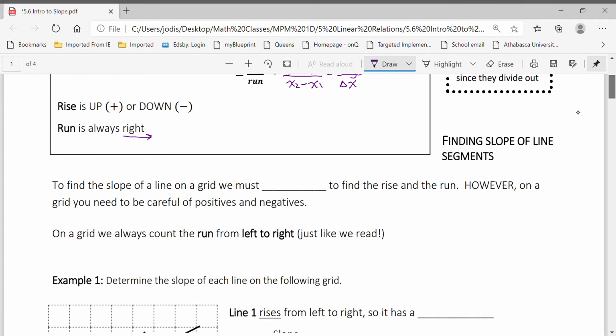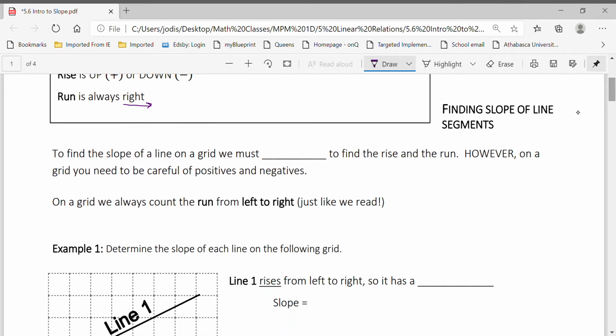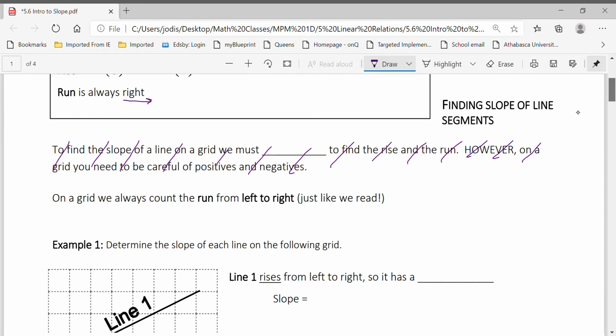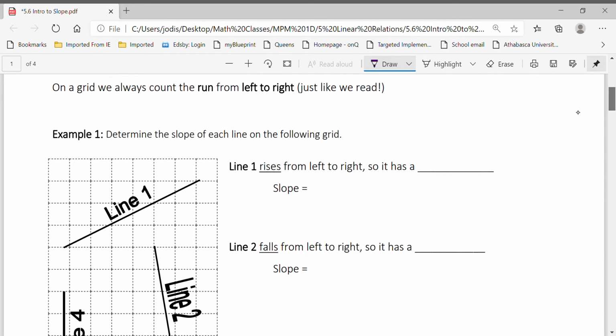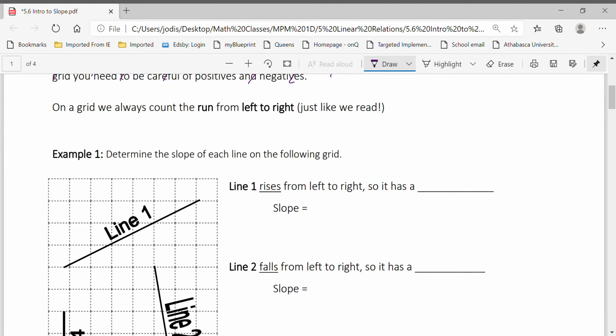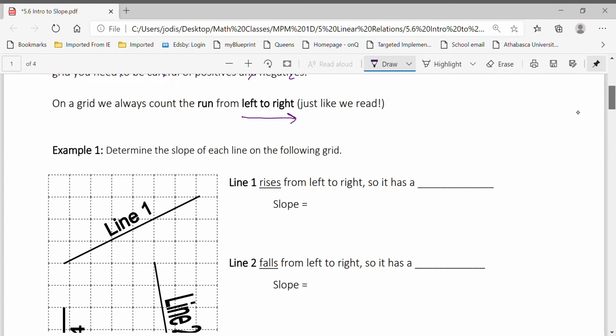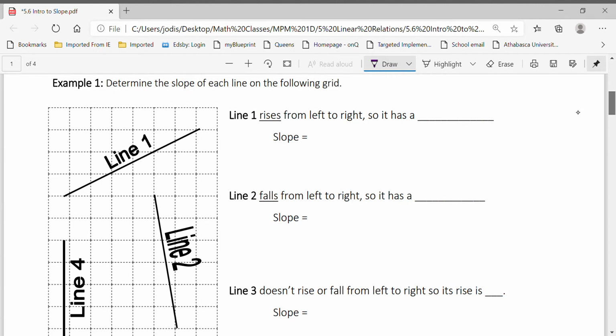So how do we find the slope of a line segment? In order to find the slope of a line on a grid, we don't care about this part. Cross this part out, we don't need it. We're going to do this over here. On a grid, we always count the run from left to right, just like we read. So we're going to try a couple of these.